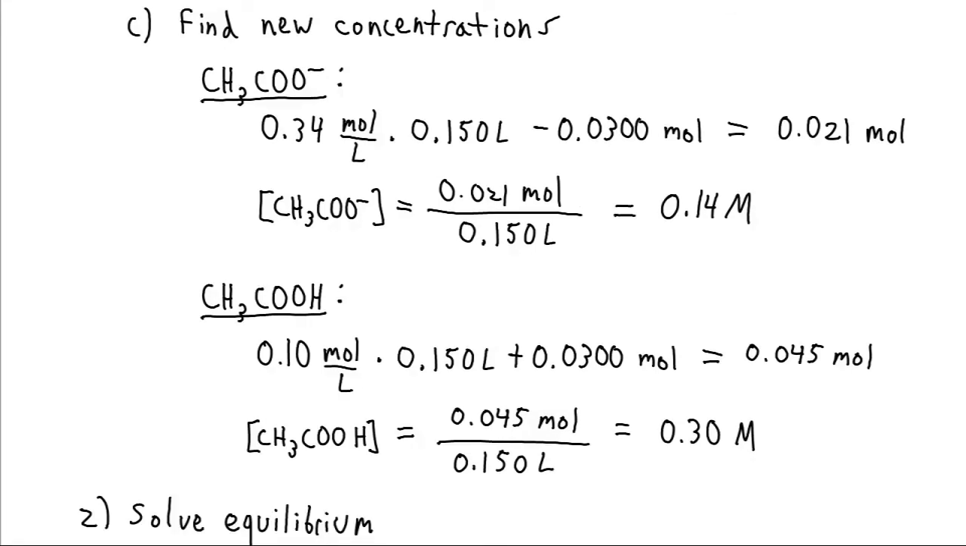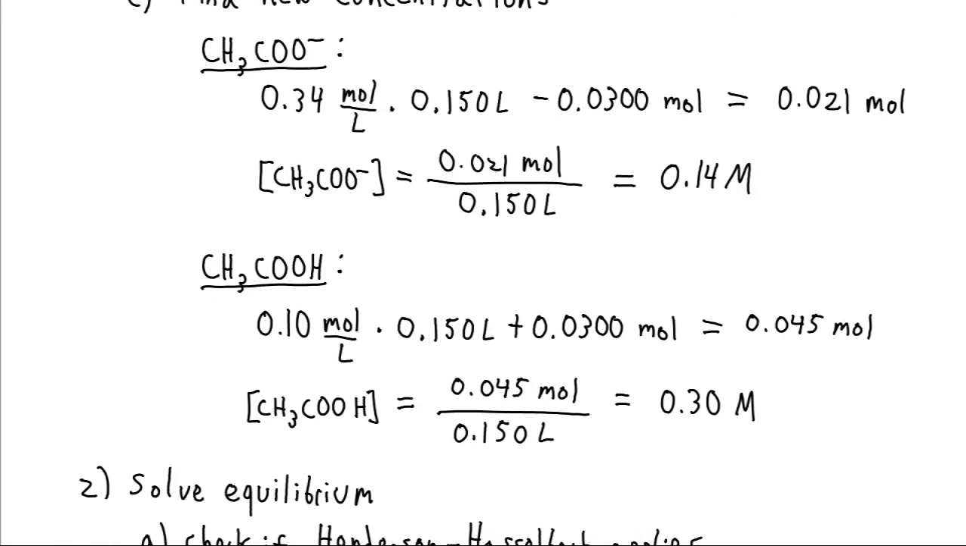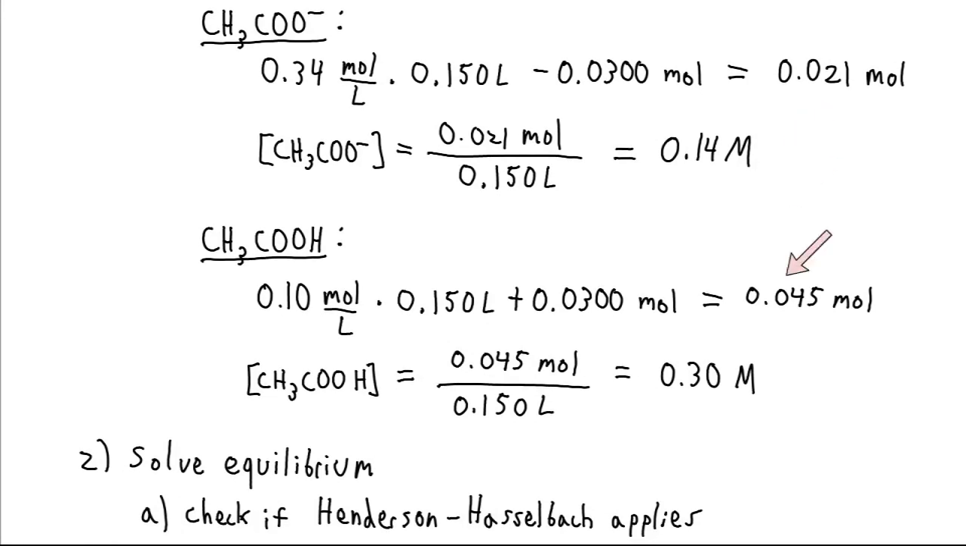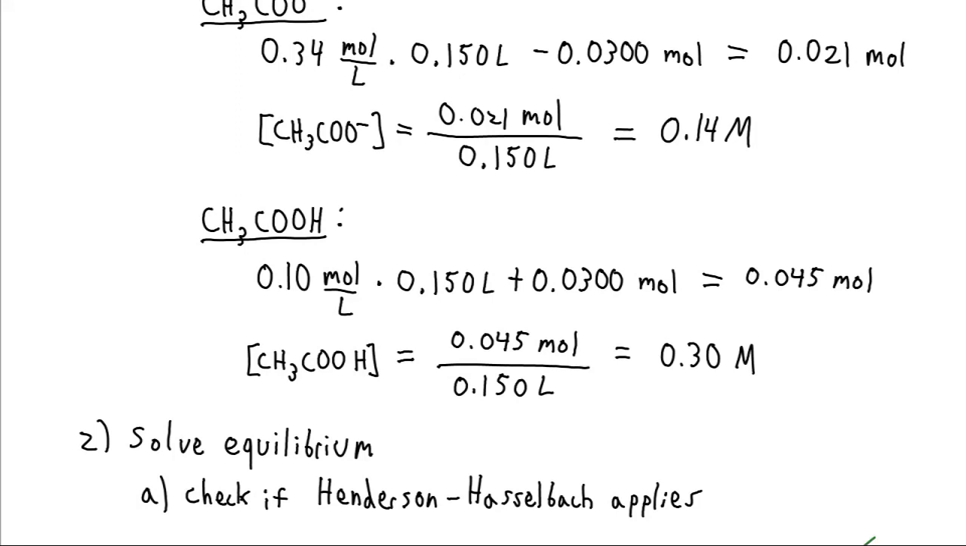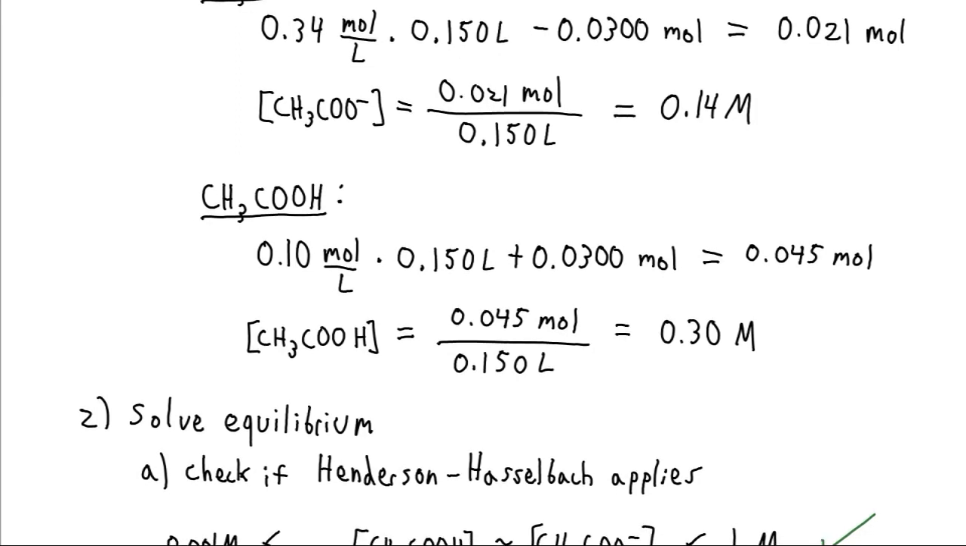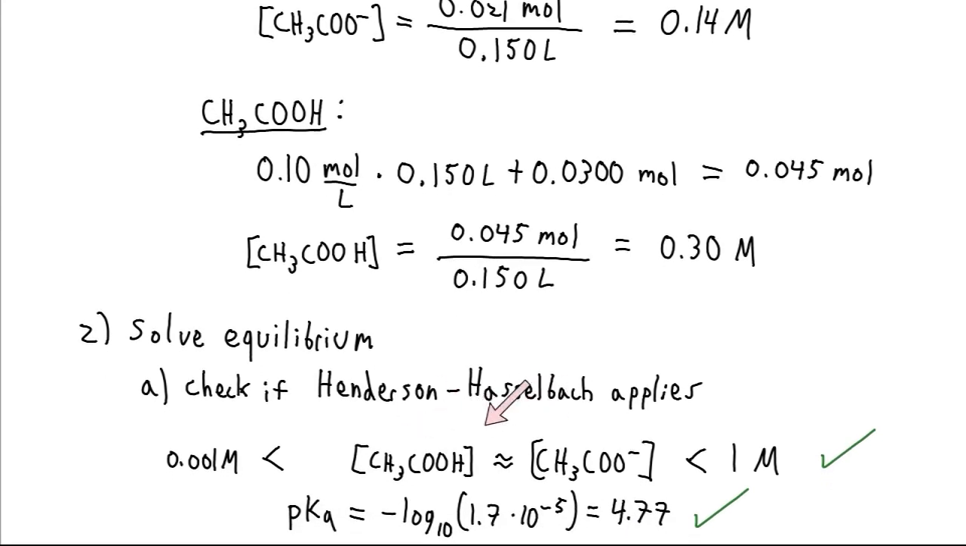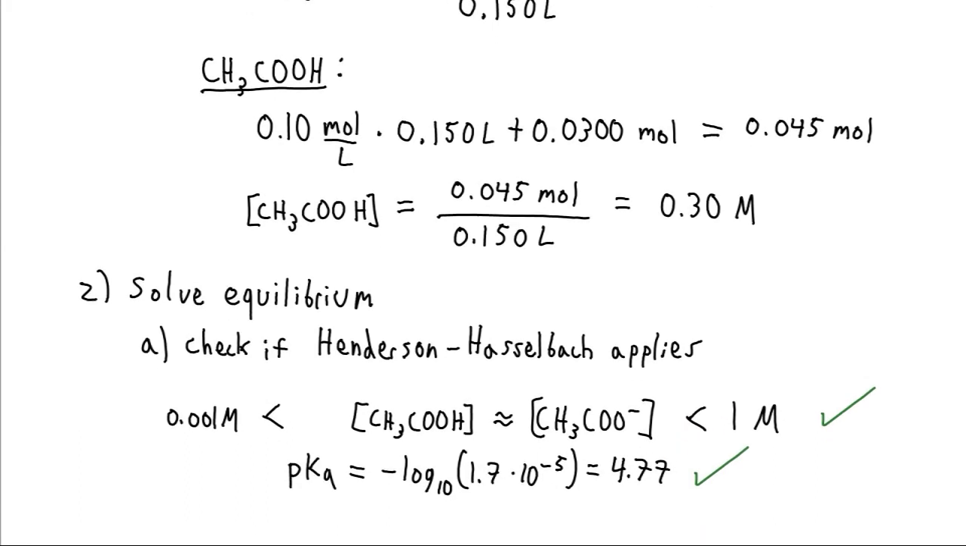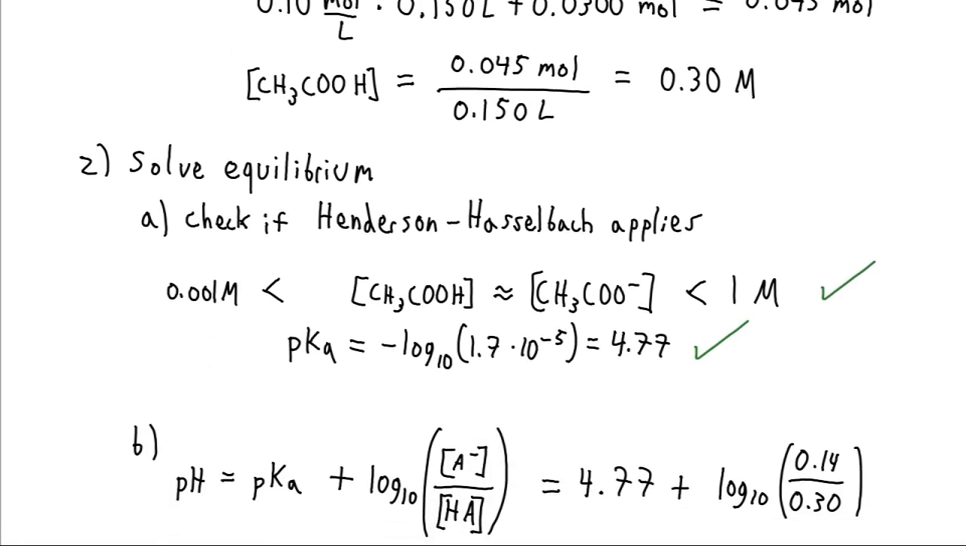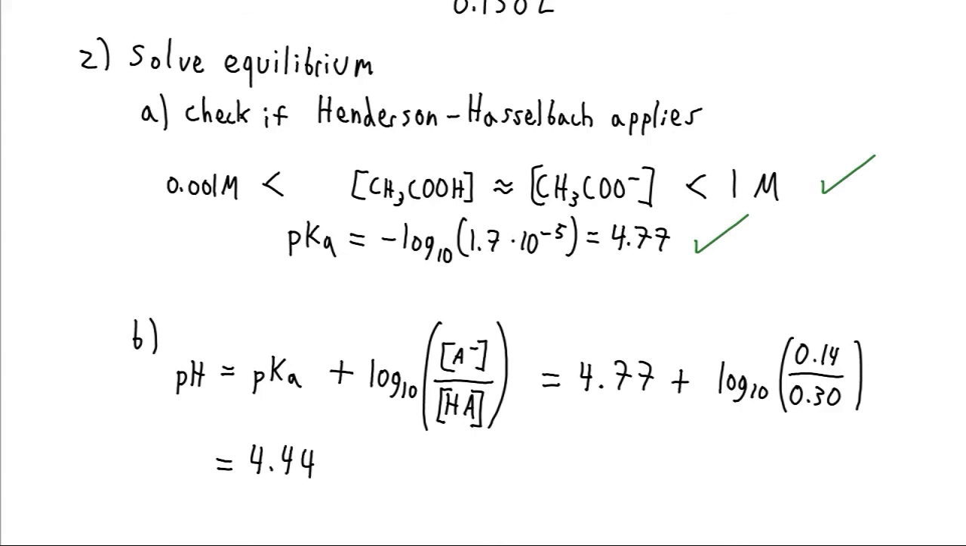Now we can solve the equilibrium reaction. Now we can use an ice table, in which case you would plug in these two concentrations in the first row of your ice table, but it will save us a lot of work if we can instead use the Henderson-Hasselbach. So let's see if that applies here. Well, our concentrations, they're pretty reasonable, and our pKa is between 4 and 10, so that checks out. So let's go ahead and try the Henderson-Hasselbach. So pKa plus log base 10 of our base concentration, the acetate, divided by our acid concentration, the acetic acid, and we get a pH of 4.44.